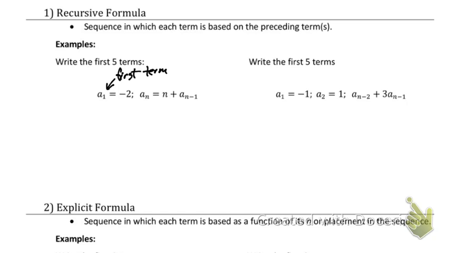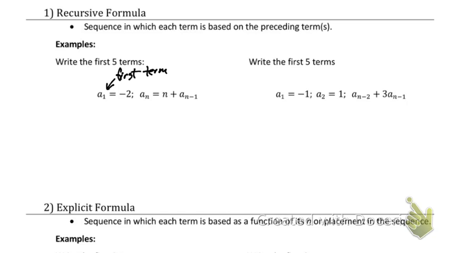So let's look at that. We have a sub n. That equals n plus a sub n minus 1. Well, if I start with n, and I'm at a sub n minus 1, that just tells me the previous term. It says whatever term I want is going to equal whatever this n value is plus whatever the term before it was. So in this exact example, it says write the first 5 terms.